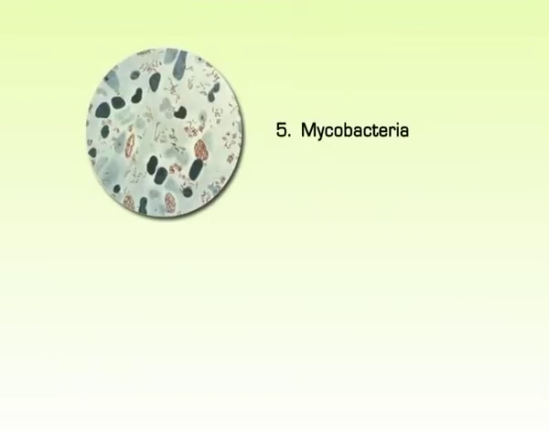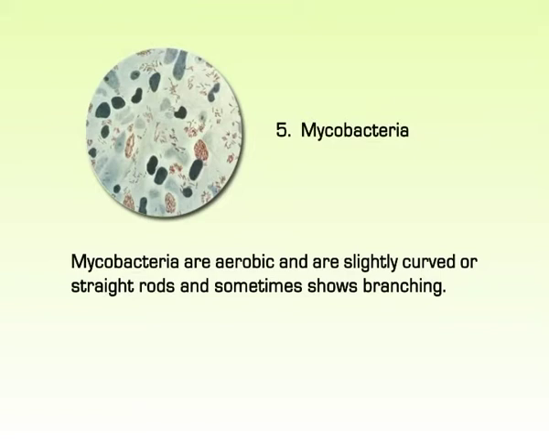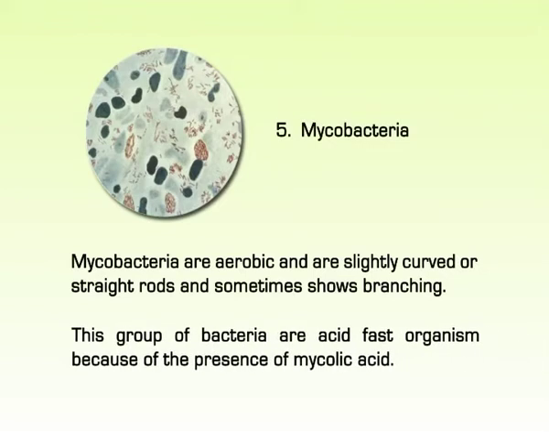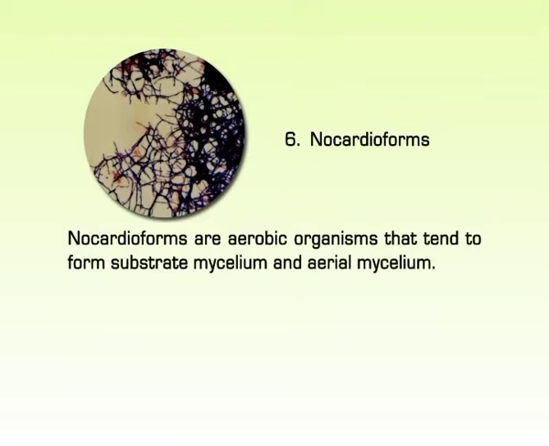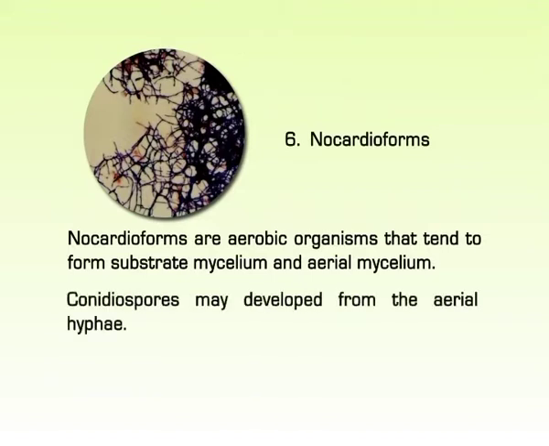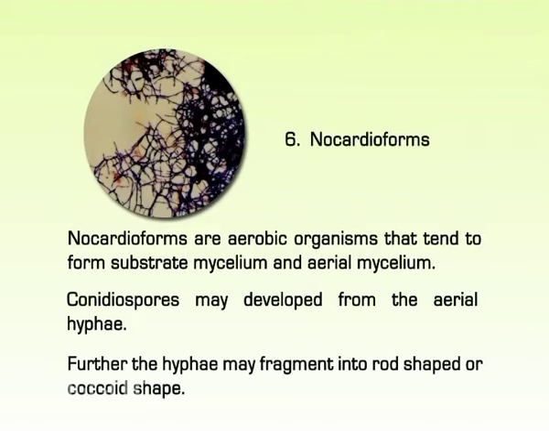Next point, mycobacteria. Mycobacteria are aerobic and are slightly curved or straight rods and sometimes show branching. This group of bacteria are acid-fast organisms because of the presence of mycolic acid. The last one, nocardioforms. Nocardioforms are aerobic organisms that tend to form substrate mycelium and aerial mycelium. Conidiospores may develop from the aerial hypha. Further, the hypha may fragment into rod-shaped or coccoid shapes.